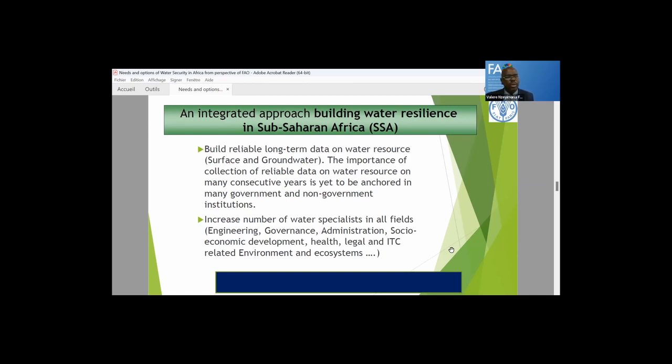Then we also have to increase the number of water specialists in all fields: engineering, governance, administration, socio-economic development, health, legal, and information technology and communication. We need people, yes.